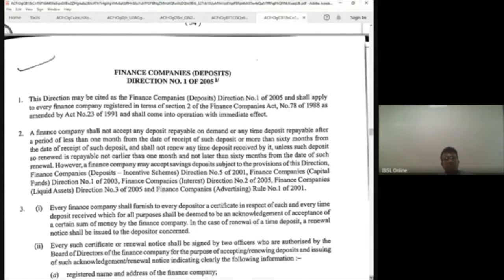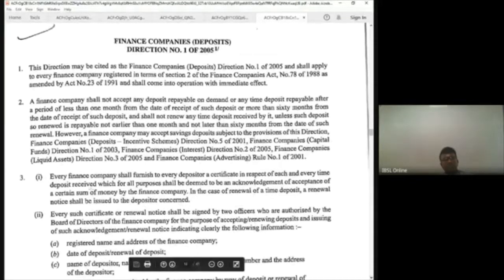Deposits. We said finance companies can accept deposits. A finance company shall not accept any deposit repayable on demand or any time deposit repayable after a period of less than 1 month from the date of receipt. Okay. Yes, you can accept deposits, but at least 1 month must be there. And not more than 60 months. So all your deposits must be more than 1 month, less than 60 months.